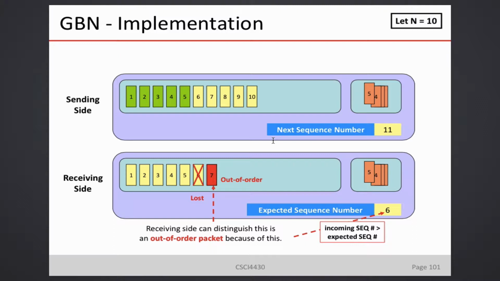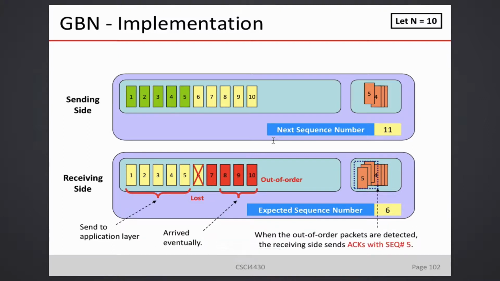You keep on telling this guy the bad news. The bad news is, hey, I need 6. I need 6. I need 6. In order to generate such a signal, I will repeat the last ACK that I can receive normally.